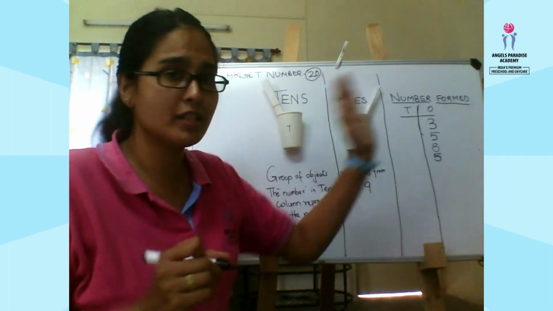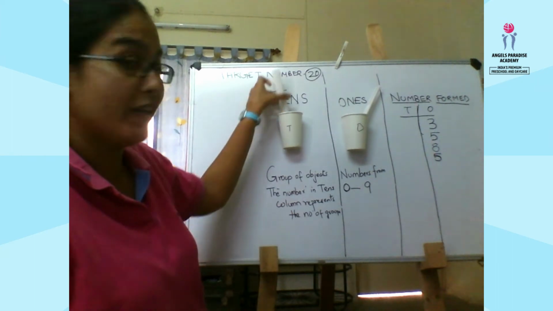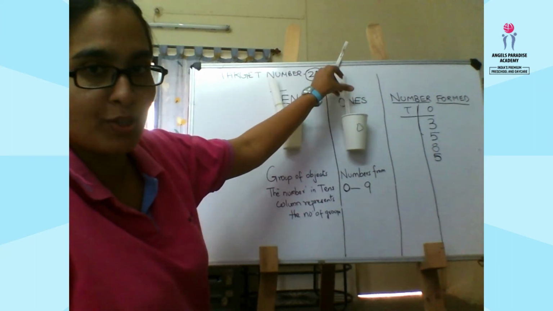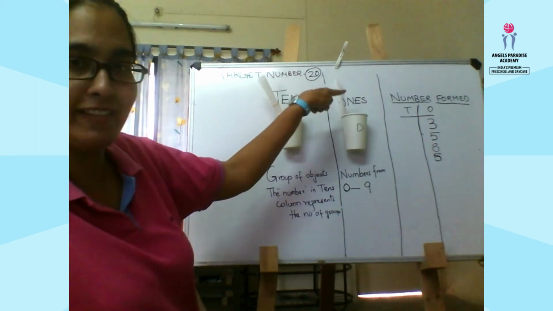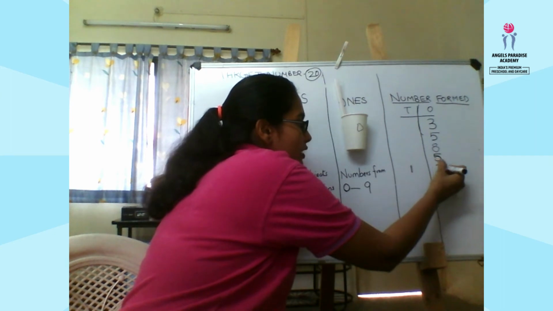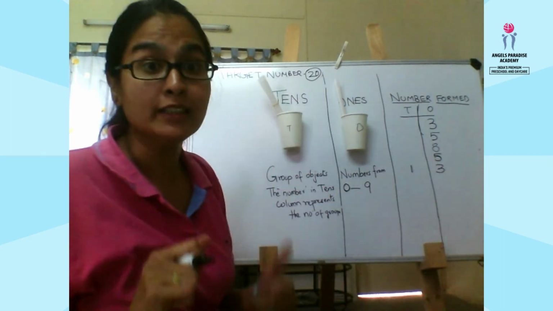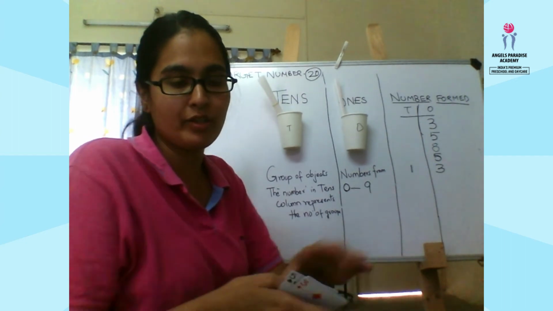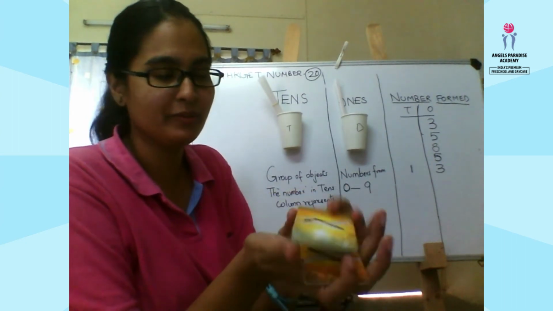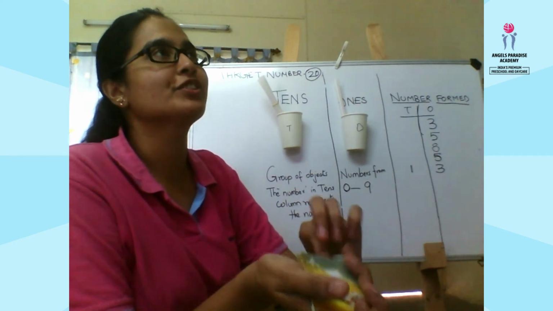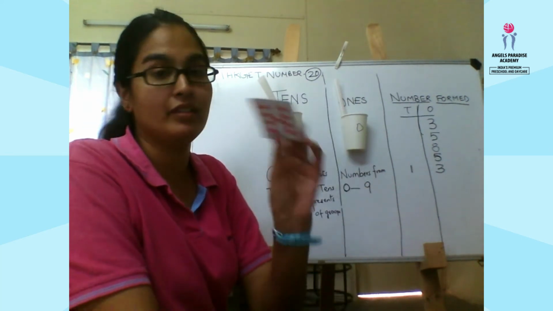So now what number is formed? Can you tell me? One group and how many straws in the ones column? 3. So it is 1, 3, 13. So we are going to write the number here. So totally how many straws do we have? We have 13 straws now. Okay. So again we are going to shuffle now. Shuffle, shuffle, shuffle.